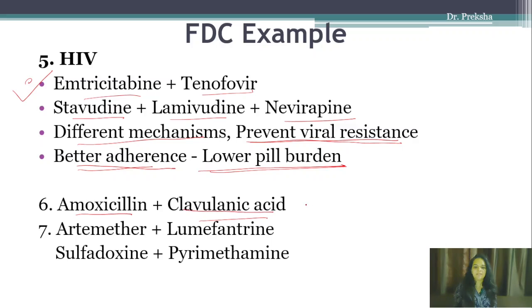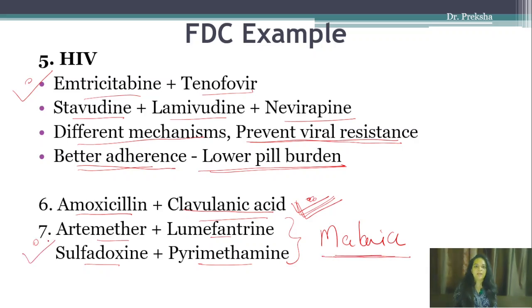Clavulanic acid, which is a beta lactamase enzyme inhibitor, is often combined with amoxicillin. Clavulanic acid will increase the antimicrobial spectrum by covering beta lactamase producing organisms. So this makes this combination a rational FDC. Artemether plus lumefantrine, sulfadoxine plus pyrimethamine. These are also preferred in the treatment of malaria, and this combination is also rational as it decreases the chances of resistance and also provides better control of malaria. And this is also a rational FDC.